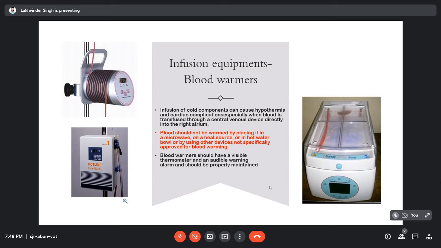No other device should be used to warm the blood. We have some FDA approved blood warmers. Like you can see three pictures here. These are three types of blood warmers. They should have a visible thermometer, an audible warning alarm, and should be properly maintained. Like in this picture, you can see there's a display here. It displays the temperature, and if the temperature goes beyond 37 degrees Celsius, it gives an alarm so that we can take out the blood component. So it is not wasted.